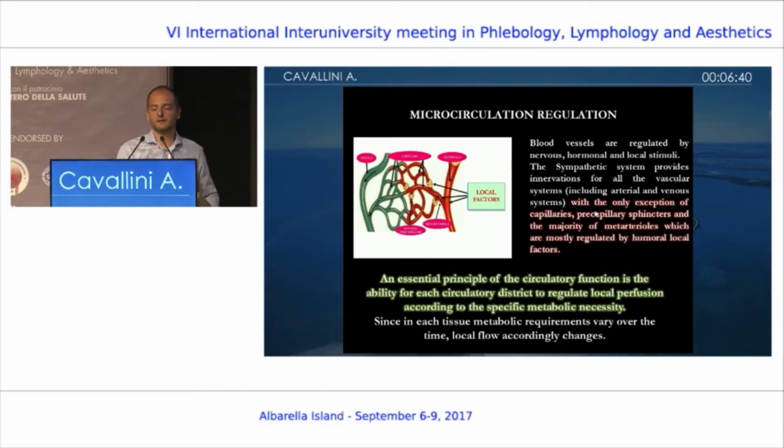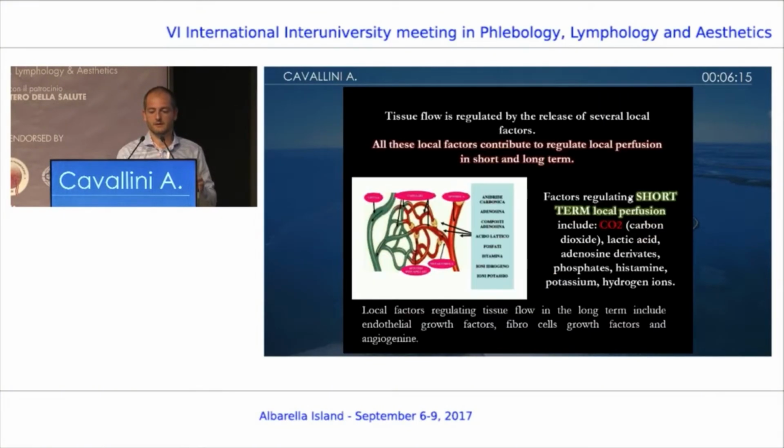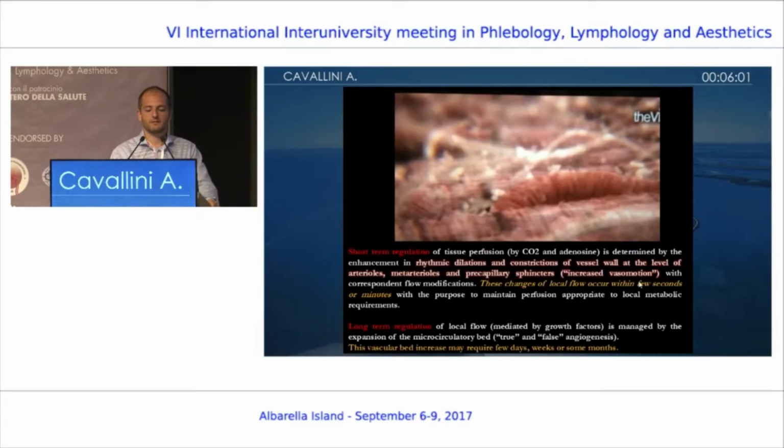Microcirculation is divided and separated from the bigger vessels, from the hormonal system and other systems, but it is mostly regulated by humoral local factors. And the hemodynamic is very important for the microcirculation because it regulates the circulation itself based on specific metabolic needs of the tissue in that very moment. And you see that CO2 is one of the main factors here because it's a regulatory factor for the vasomotion. More specifically, the short-term regulation.